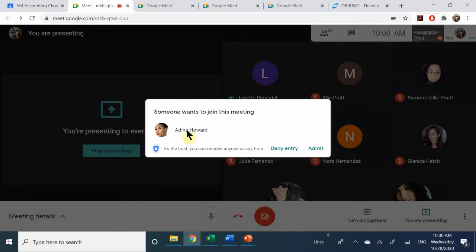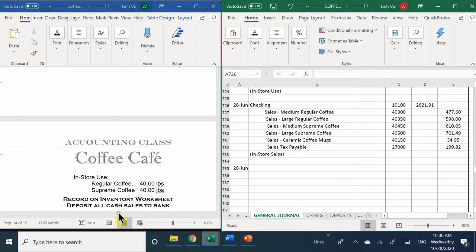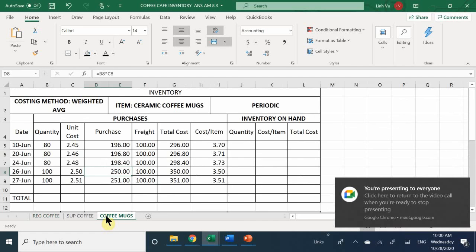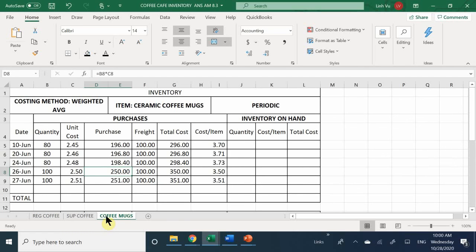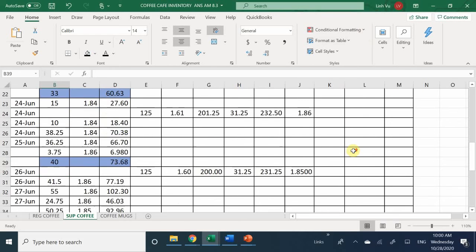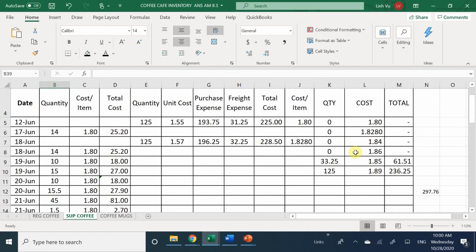And then we go to the regular cost sheet. The Supreme Coffee. Okay, so we're gonna go to Supreme Coffee. 40 pounds. Now, do we actually have 40 pounds remaining in my batch? Do I have enough? We have to take a look at inventory. No, we don't.